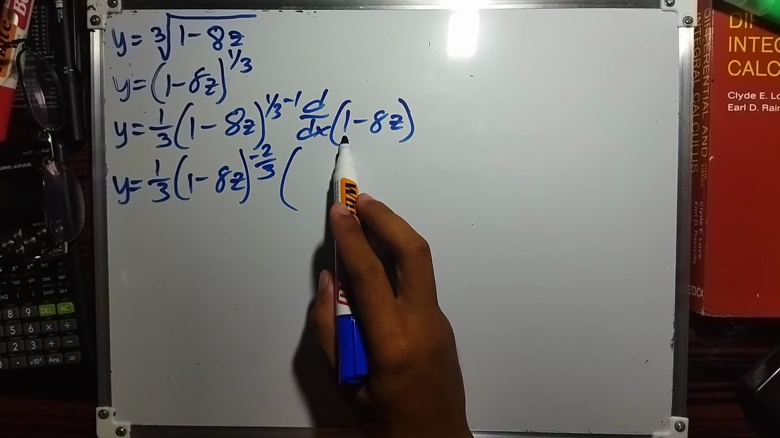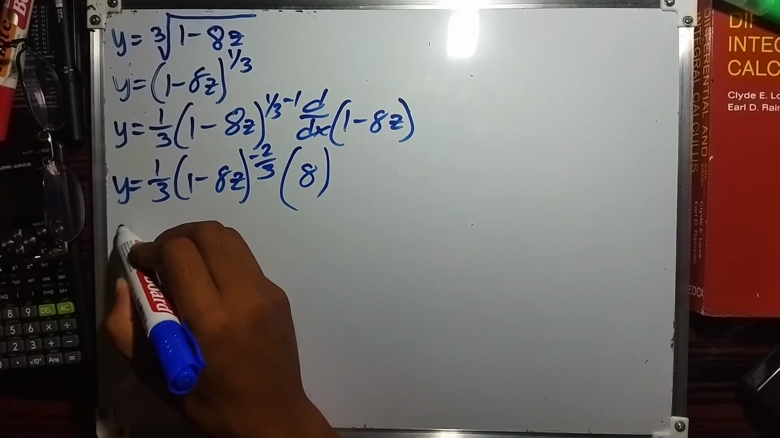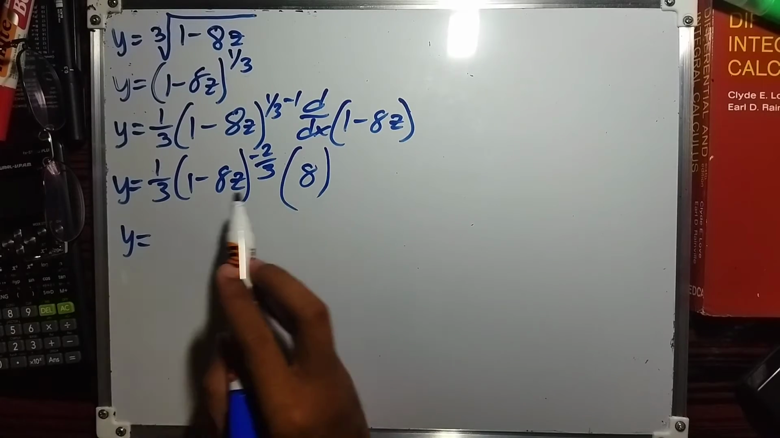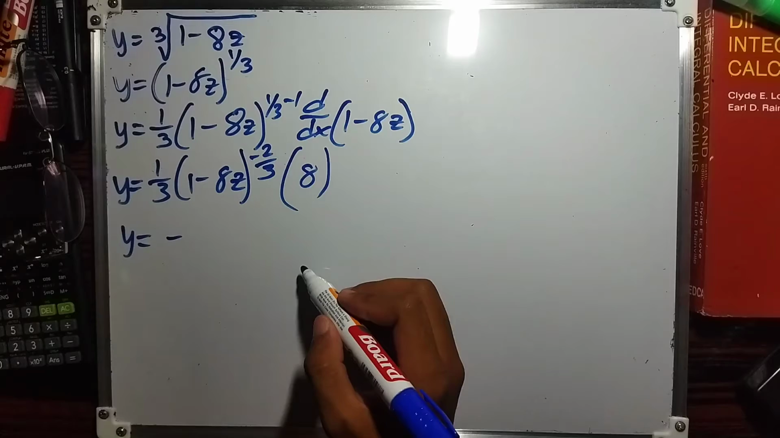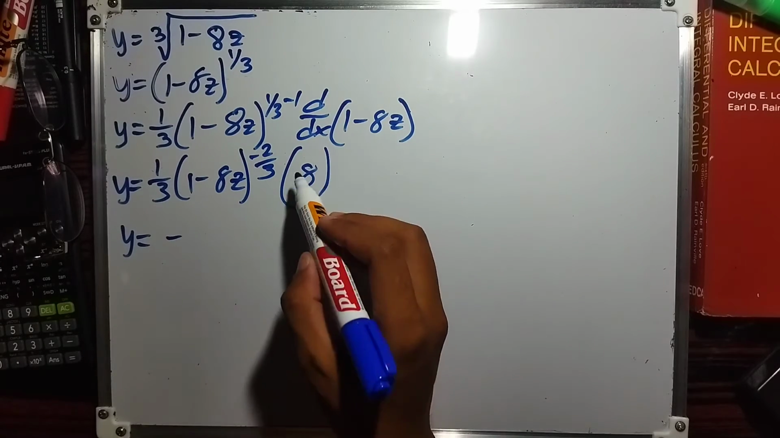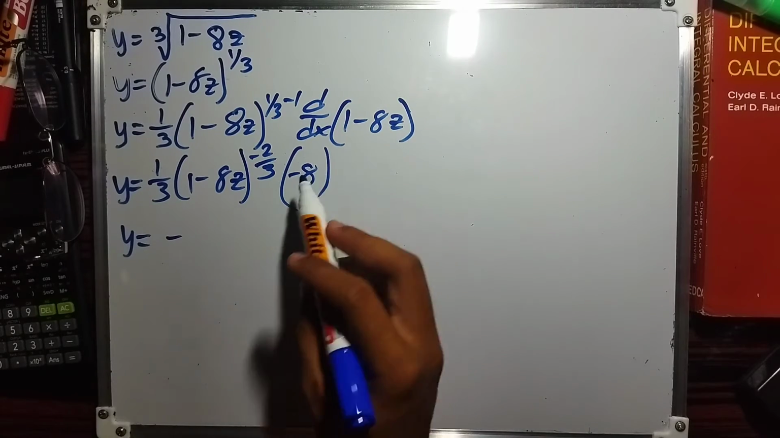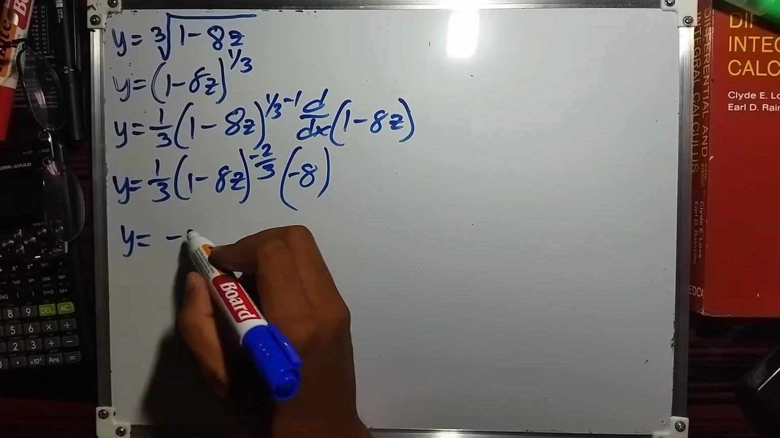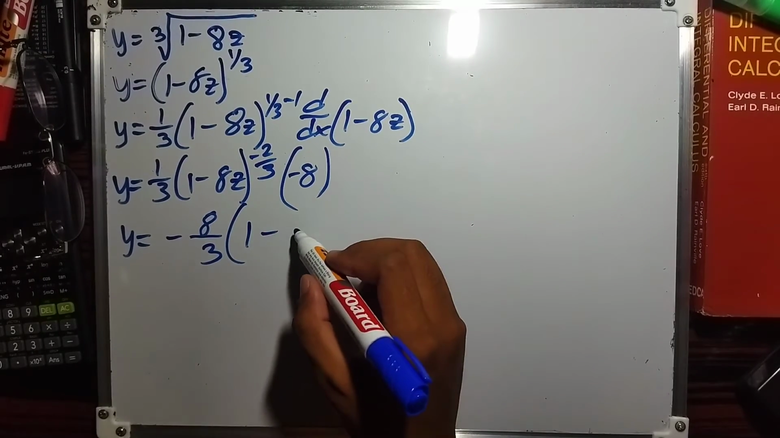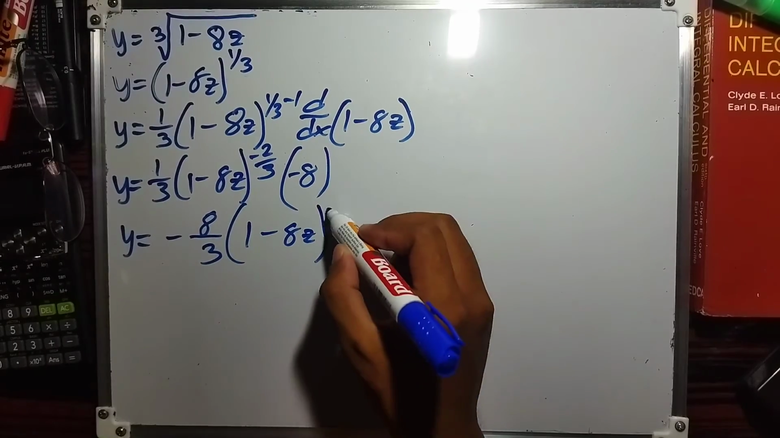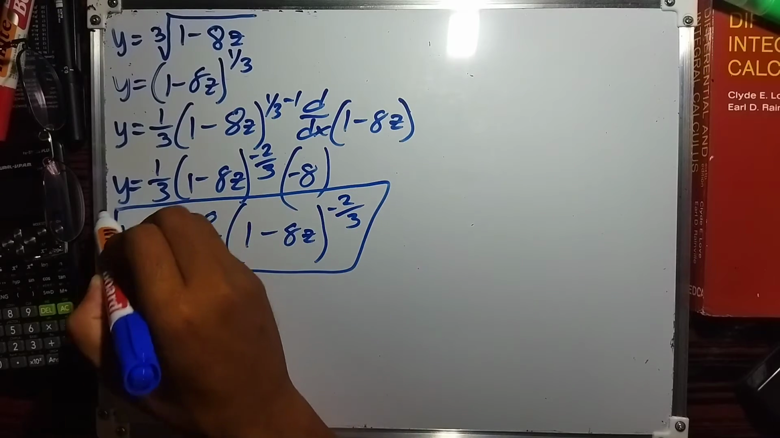of 1, which is a constant, so it will be 0, and the derivative of 8z is 8. So simply multiply the constants here, which are 1/3 and 8. By the way, the derivative of 1 minus 8z is negative 8. So negative 8 times 1/3 will become negative 8 over 3 times the quantity of 1 minus 8z to the power of negative 2 over 3. And this would be our final answer.